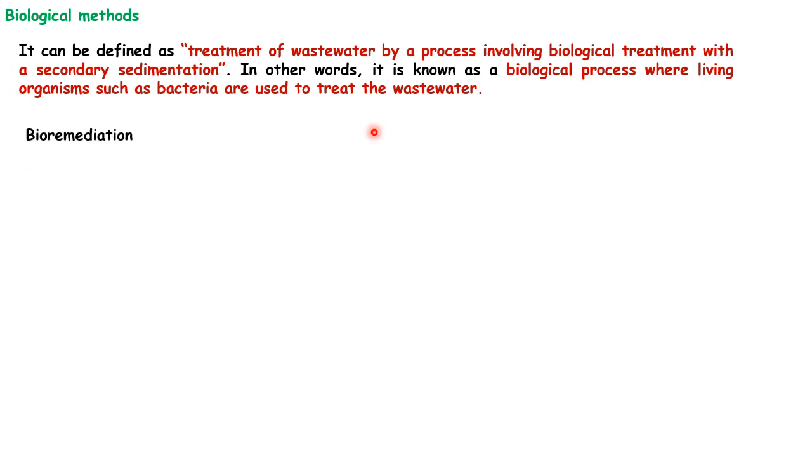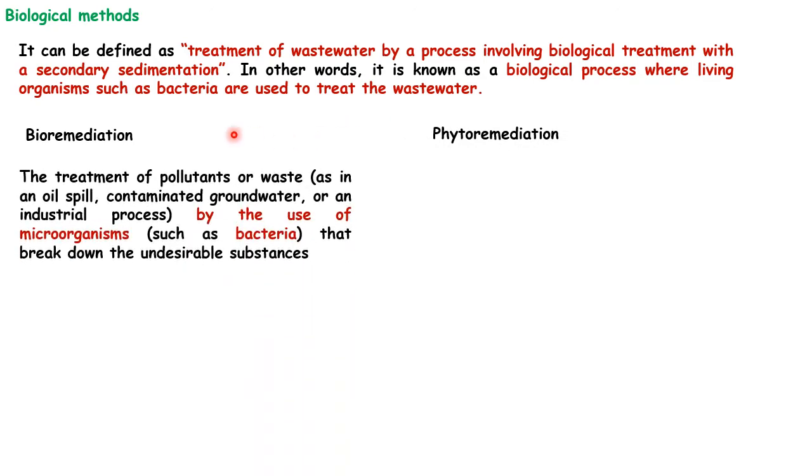So it is of two types. We have bioremediation and phytoremediation. So what is bioremediation? It is the treatment of pollutants or waste, such as an oil spill, contaminated groundwater, or an industrial process, by the use of microorganisms such as bacteria that break down the undesirable substances.